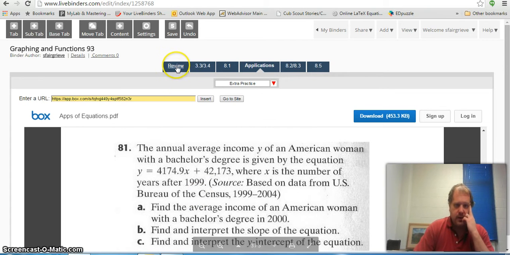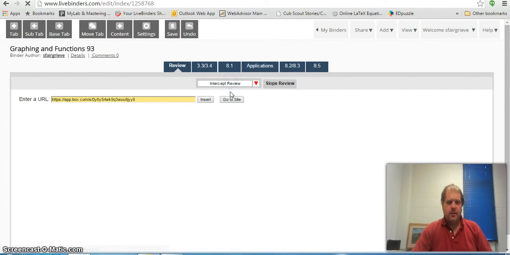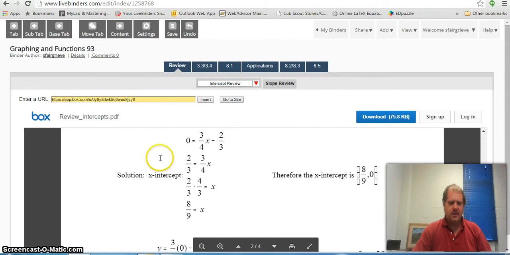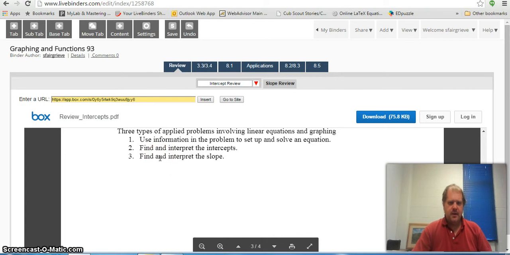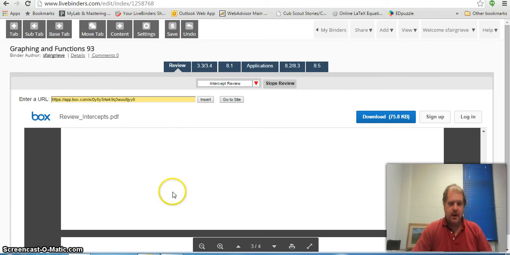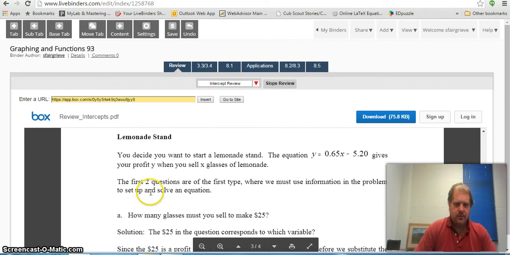And to help you with that, if you click the little review tab, you'll see there are 2 tabs there, intercept review and slope review. If you click on the intercept review, it does go through first a review of intercepts, but if you go towards the end of that document, it looks at some of the kinds of questions that you can deal with in application problems, where we're using the information, interpreting the intercepts, and interpreting the slope. Now these examples don't get into interpreting the slope. We've already talked a little bit about that in some other examples. But what they do get into are some of the kinds of questions.